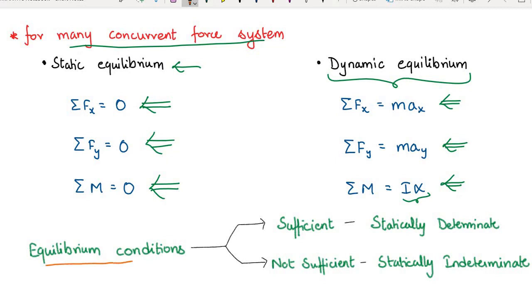And for these equilibrium conditions, if the number of equations is equal to the number of unknowns, then those equations are sufficient to solve the problem and it is known as a statically determinate problem. And if the number of equations is less than the number of unknowns, then the equations are insufficient to solve the problem, and this system is called a statically indeterminate system.